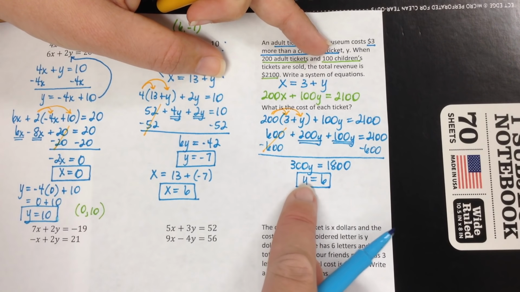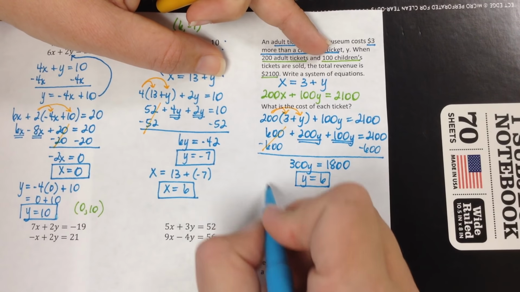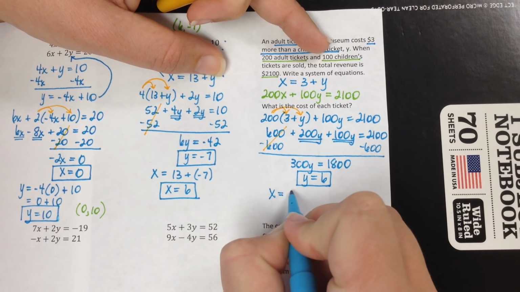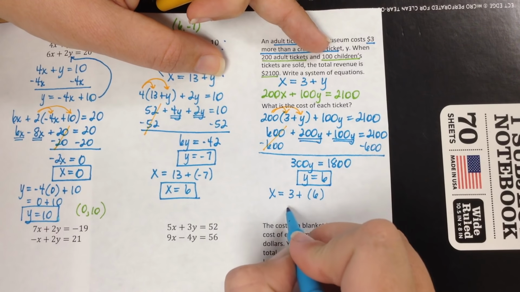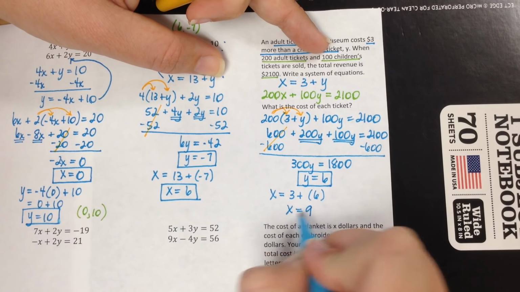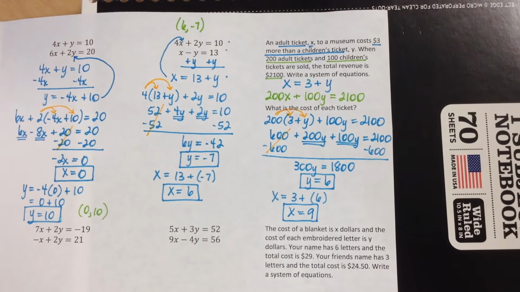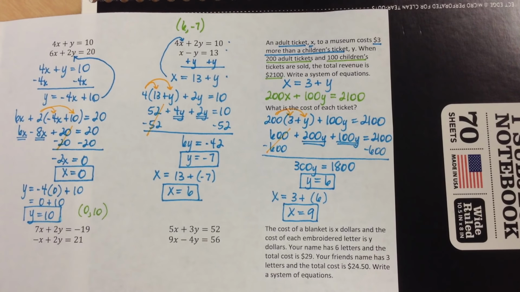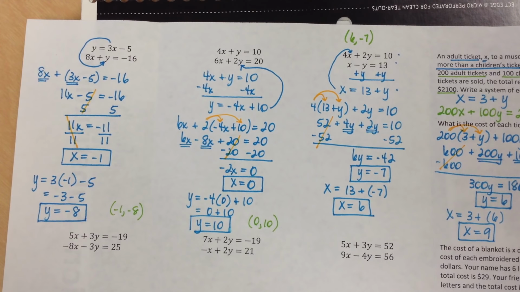Now that I know y, I can plug that back into the x equation to find x. So x equals 3 plus y, which is 6. X equals 9. All right, there is your substitution. If you have any questions or confusion, please go back and look at the substitution portion. And we're going to move on to the next one, which is elimination.